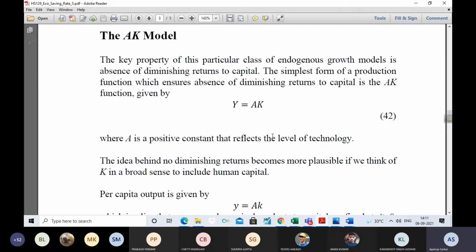The global absence of diminishing returns may seem more plausible if we think of aggregate capital in a broad sense, which also includes human capital, right? This type of production function actually first came into being long before the development of the endogenous growth literature. The first person to use such a production function was von Neumann, who also made a lot of contributions in computer science. He first used this kind of technology, I think, in the 1930s.